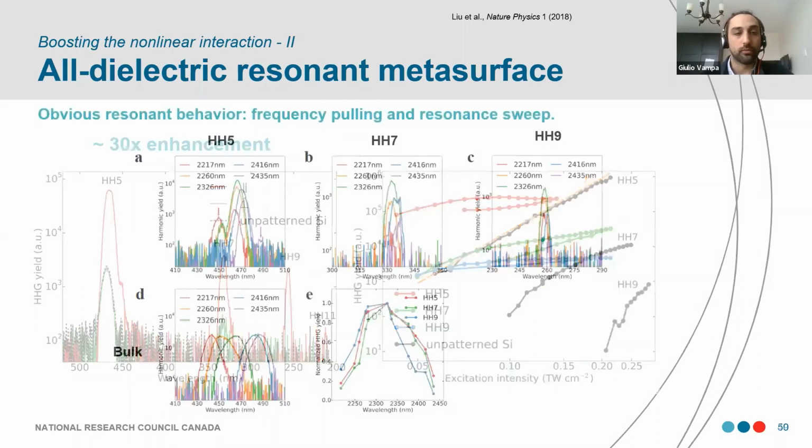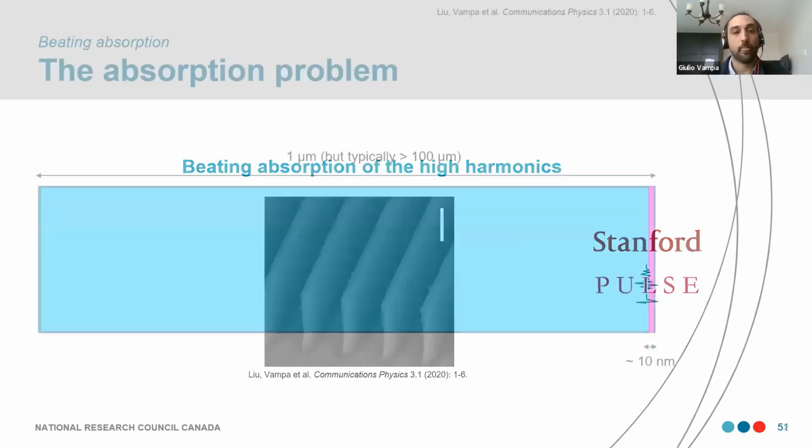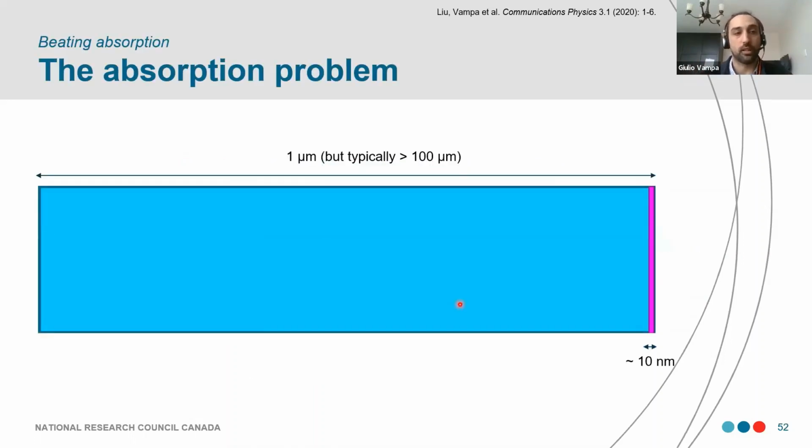So this is all good, but really, one of the latest achievements was this beating absorption of the high harmonics, and this is a different approach. In this case, we did not really structure the infrared field. We tried to extract harmonics more efficiently from the material. The problem here is absorption, and the harmonics that we normally care about are those emitted above the gap of the material. And those clearly are strongly reabsorbed by the material itself.